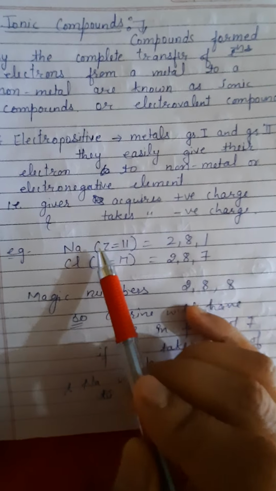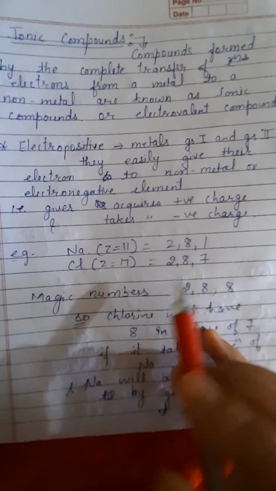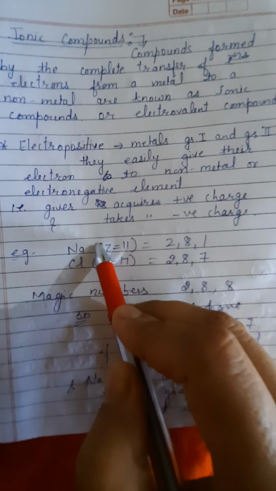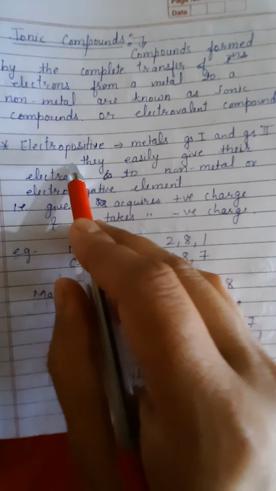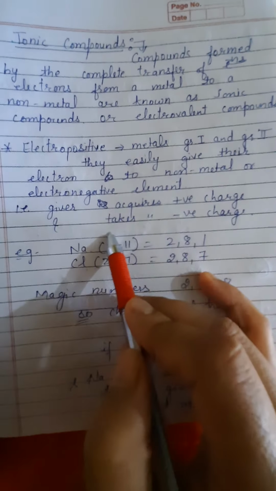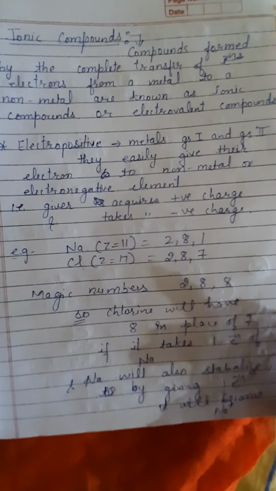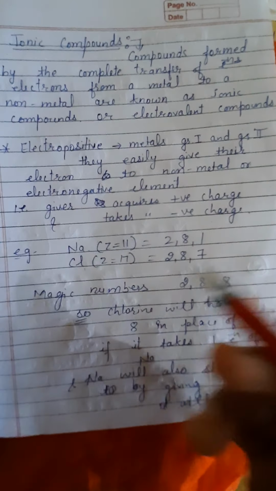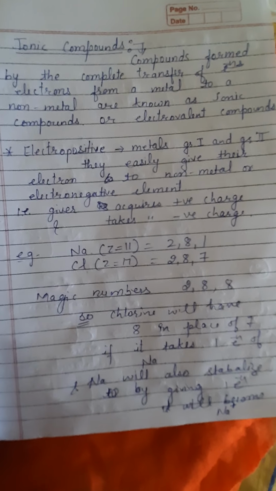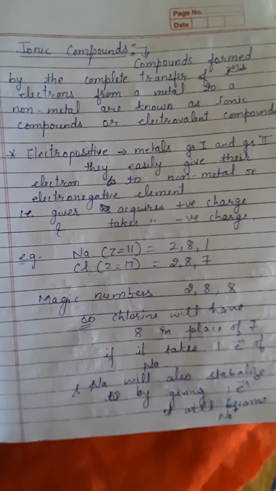So in this way, sodium will give 1 electron and acquire Na positive, and chlorine will take 1 electron, so it will acquire 1 negative. Those elements which easily give electrons are called electropositive, because the giver has a positive charge and the taker has a negative charge. So sodium becomes Na positive by giving 1 electron, and chlorine after taking 1 electron from sodium becomes Cl negative. Now, positive and negative attract each other.